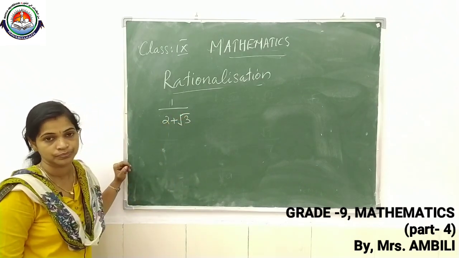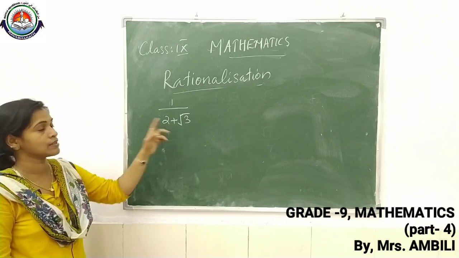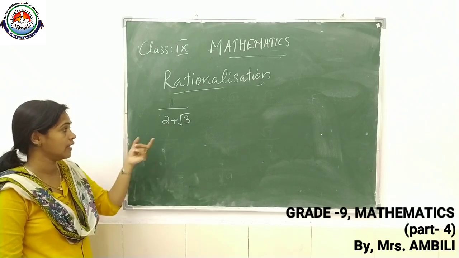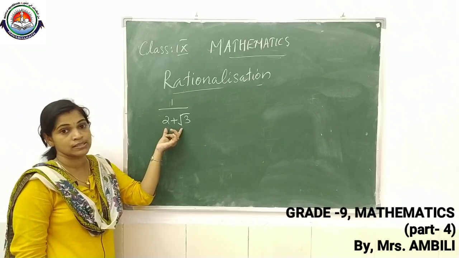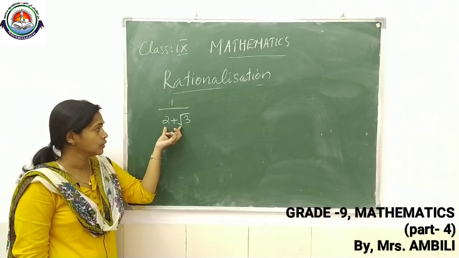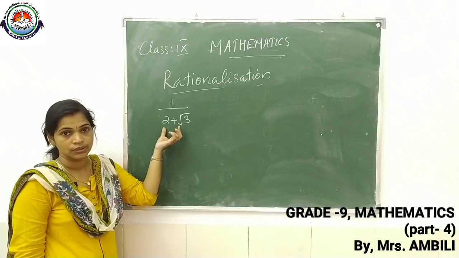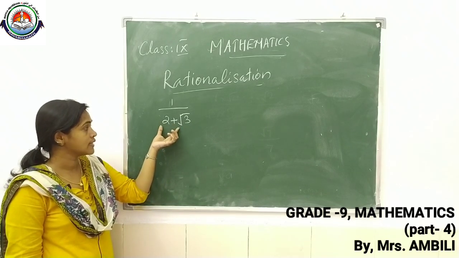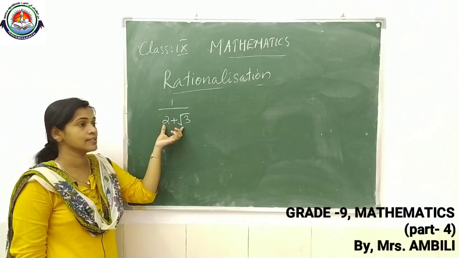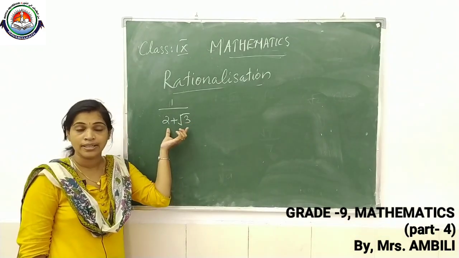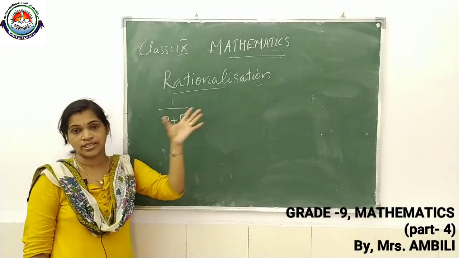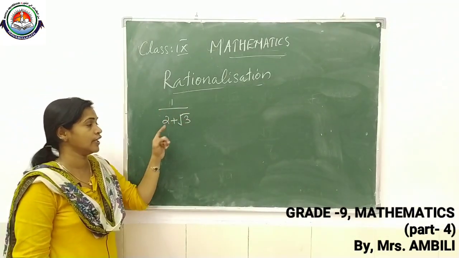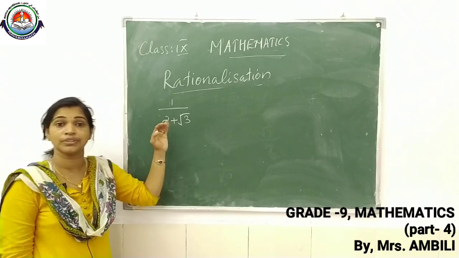An example, 1 by 2 plus root 3. In 1 by 2 plus root 3, what is the denominator? 2 plus root 3. So here you look, two terms are there, 2 and root 3. For changing this irrational denominator into a rational denominator, you need to multiply the numerator and denominator with the conjugate of the denominator.